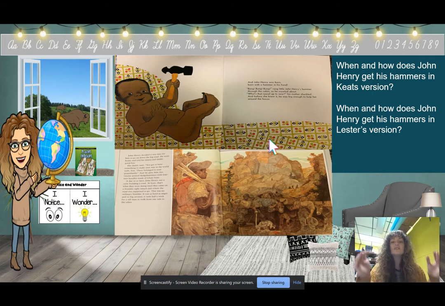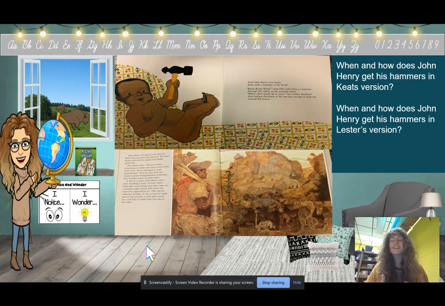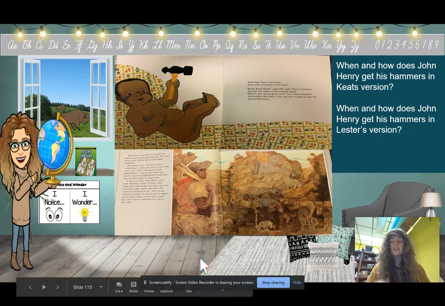Let's listen to the same event. So this is talking about when John Henry gets his hammers. So in the first version, when does John Henry get his hammers? He gets his hammers when he was born, right? So he was born with a hammer in his hand. Let's learn when John Henry gets his hammers in the second version by Leicester.